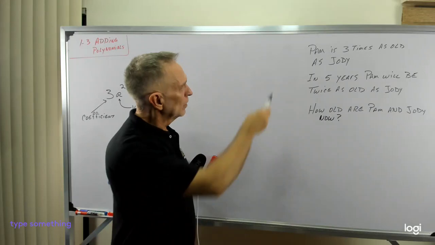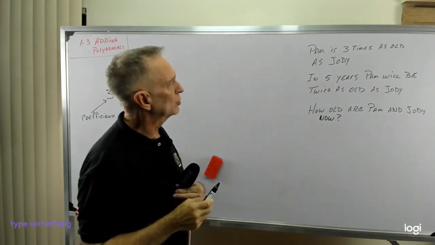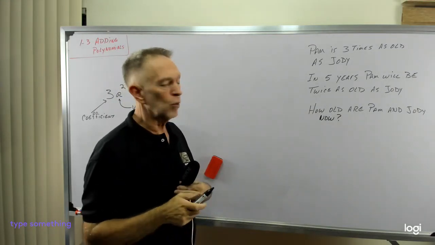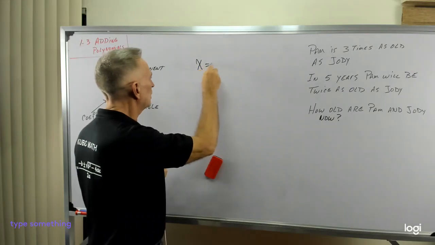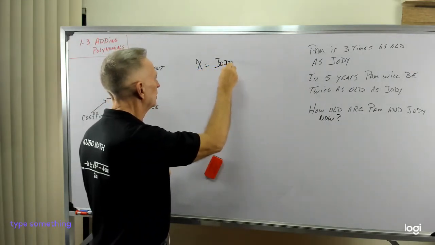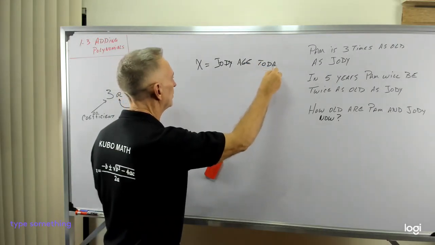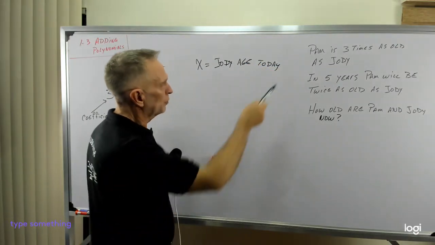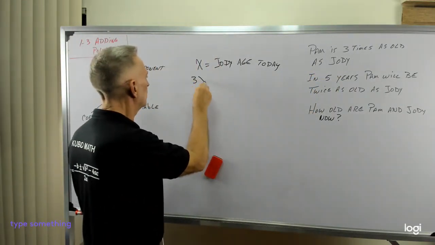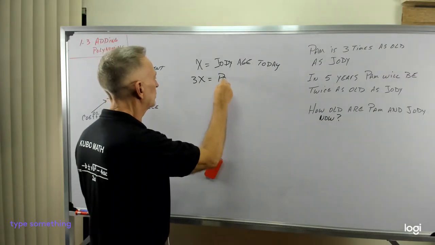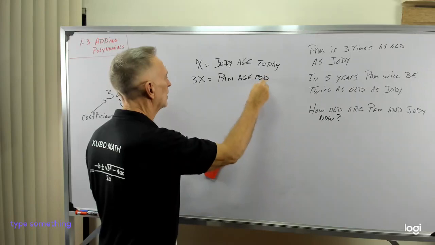Okay, we have 2 people here in this problem. Pam is 3 times as old as Jody. So let's let x equal Jody's age today. And it says Pam is 3 times older than Jody. So 3x equals Pam's age today.